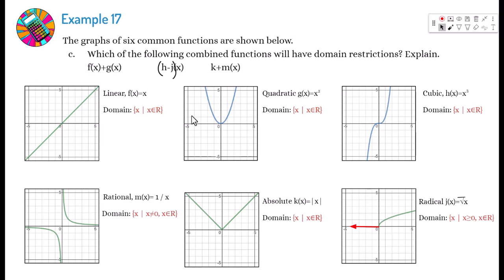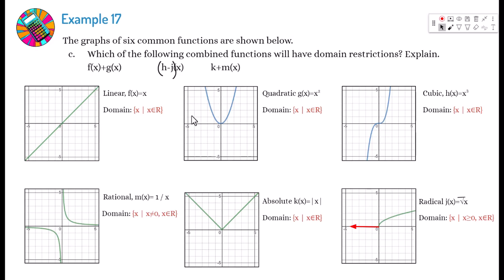h minus j of x. Well, h of x is the cubic, not a problem there. Now, j of x is going to give us a little bit of problem. We're not going to be able to find that because it is undefined to the left of the zero. So while we're okay to the right of the zero, we have to restrict h minus j of x to the domain of that radical function, j of x.